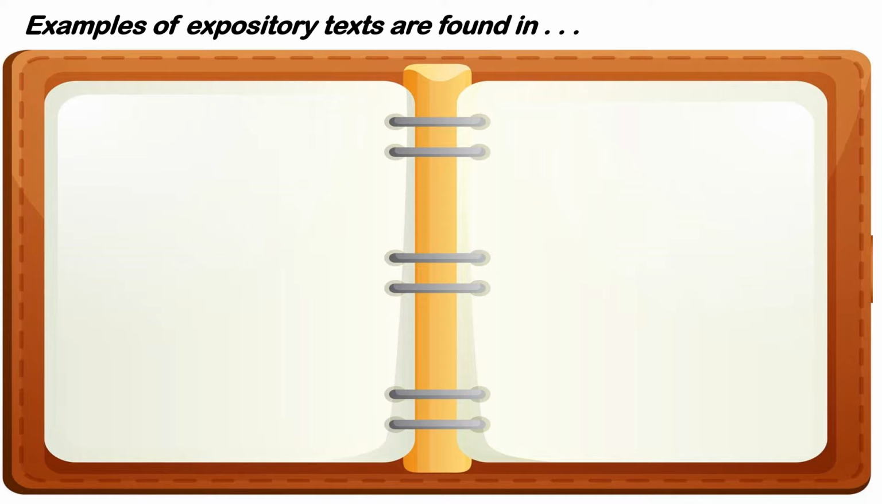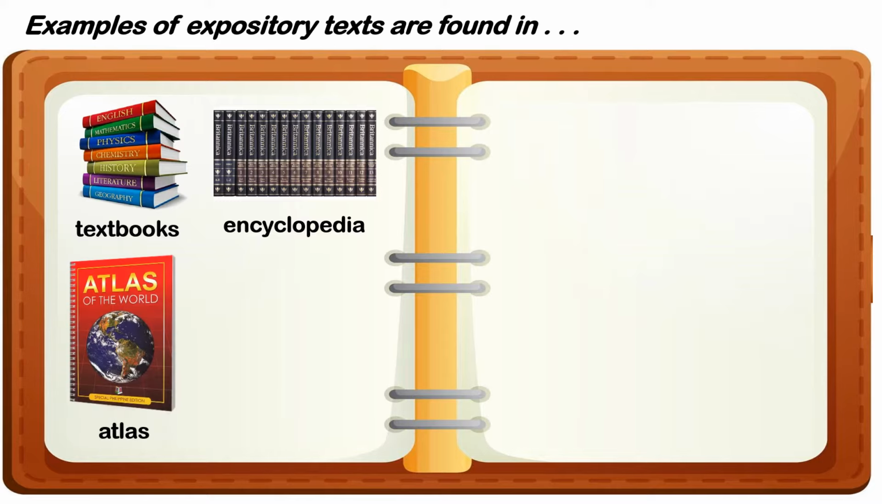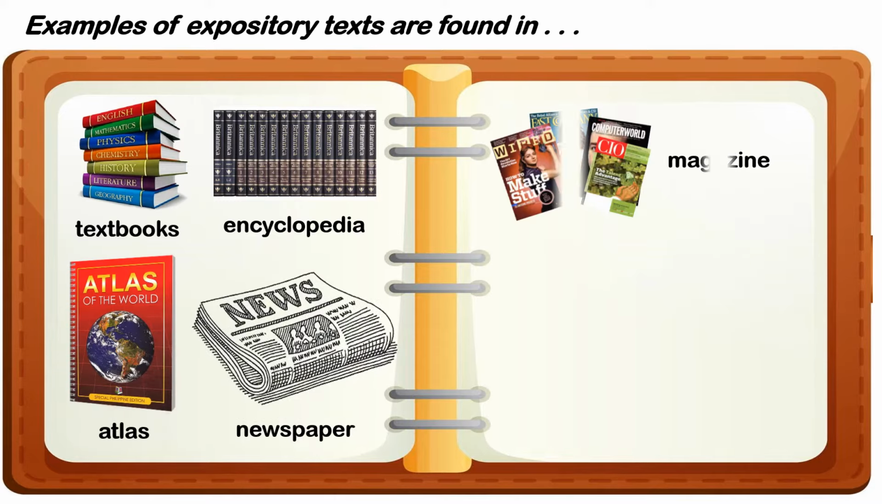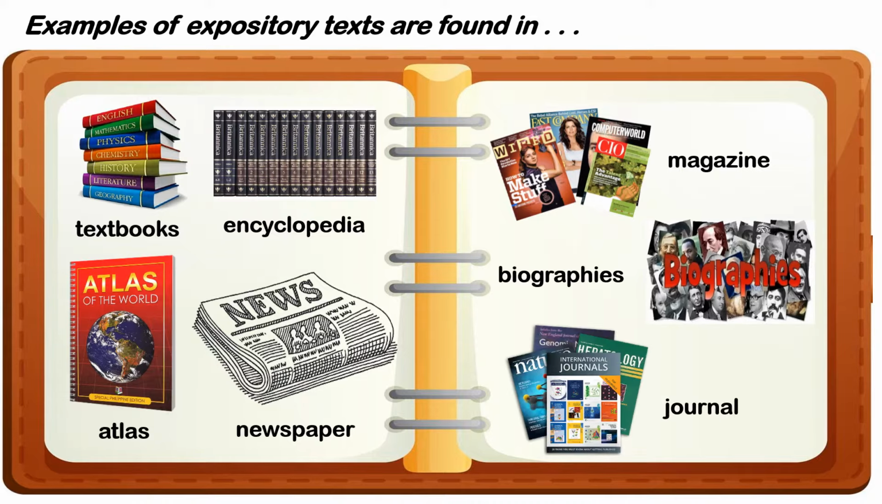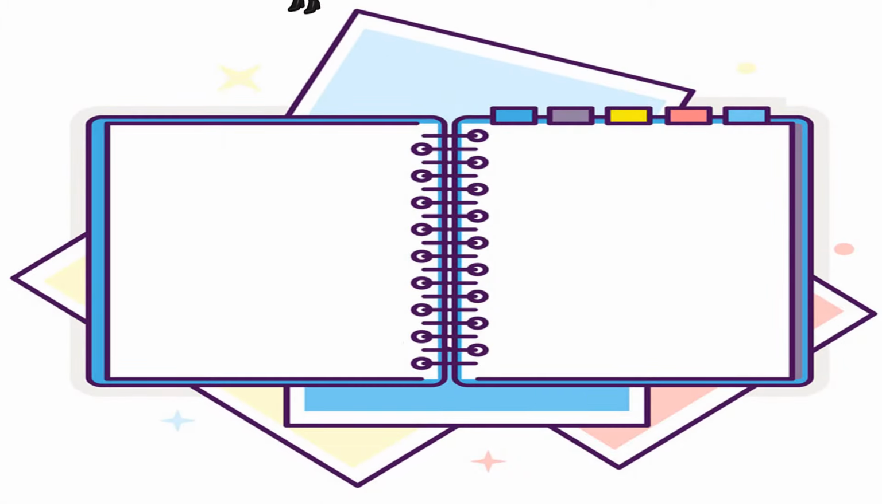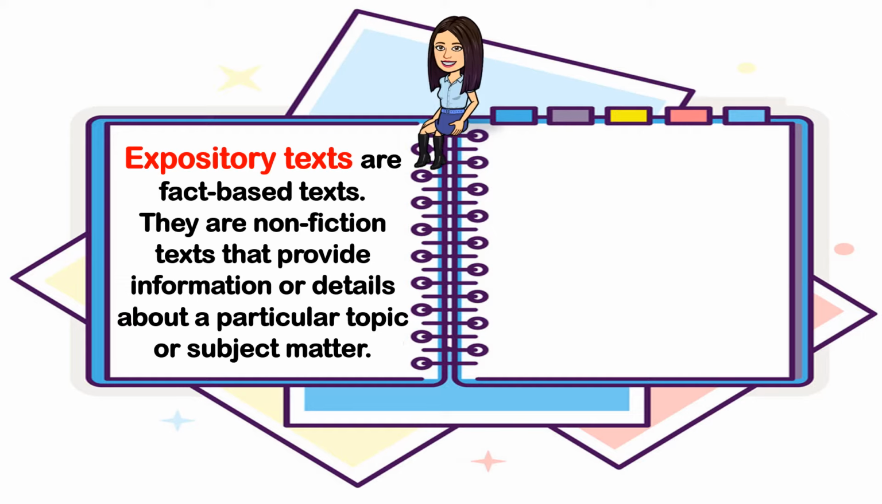Examples of expository texts are found in textbooks, encyclopedia, atlas, newspaper, magazine, biographies, and journal. Expository texts are fact-based texts. They are non-fiction texts that provide information or details about a particular topic or subject matter.